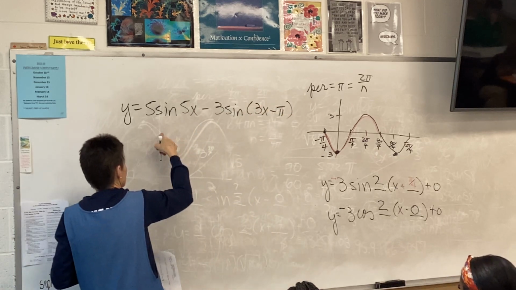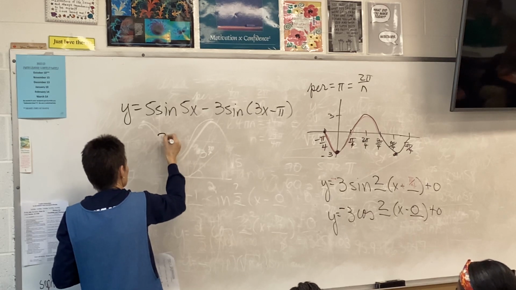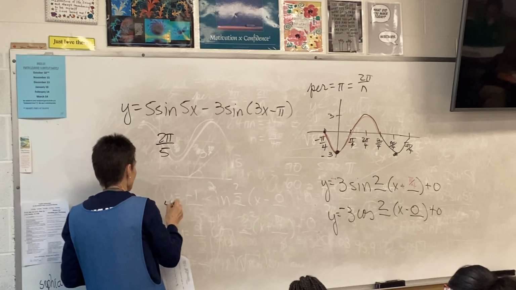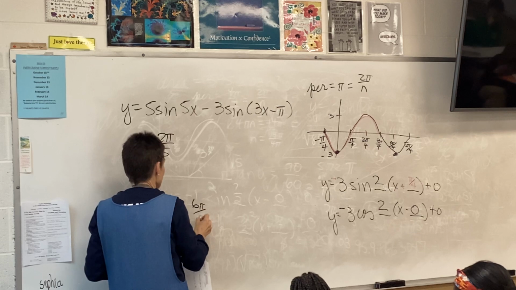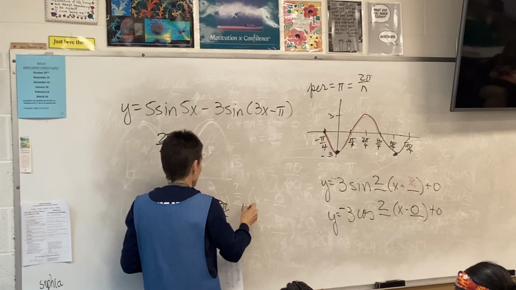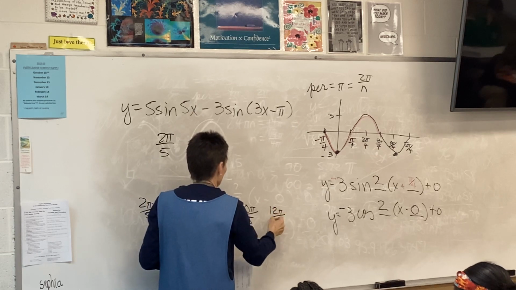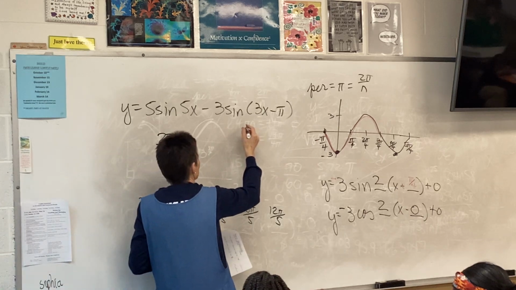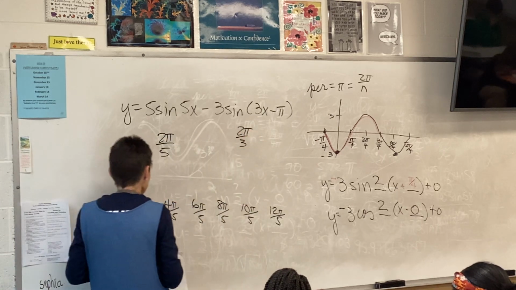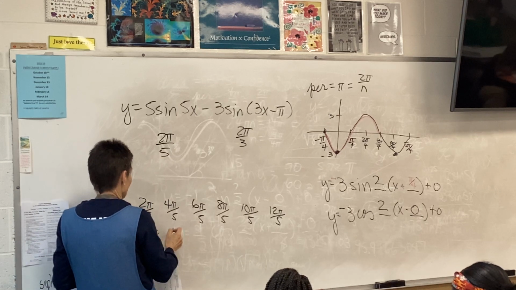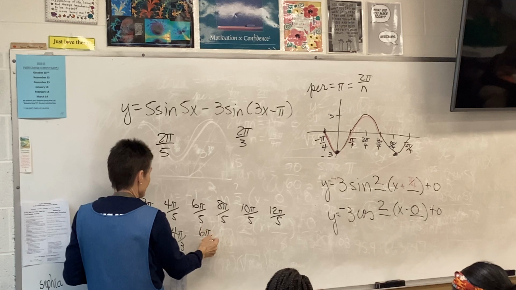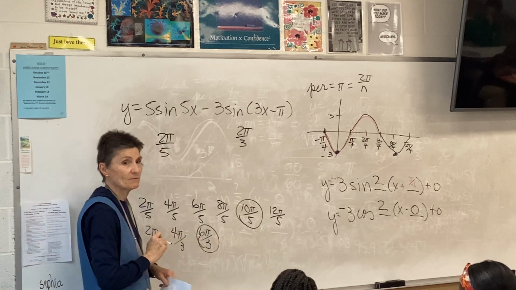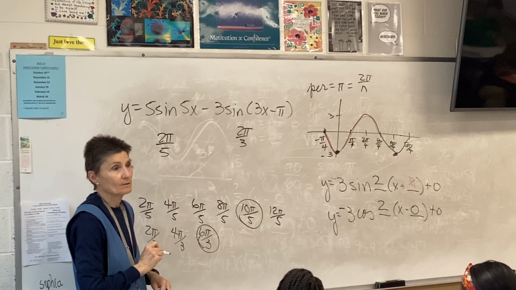So what's the period of this one? 2 pi divided by 5, which means 2/5, 4/5, 6/5, 8/5, 10/5, 12/5, and so on. That's how it repeats. Every 2/5 pi, it repeats. All right, what about this one? 2 pi over 3. So this one is 2/3, 4/3, 6/3, wait a minute. 6/3 is the same as 10/5. So your period is 2 pi.